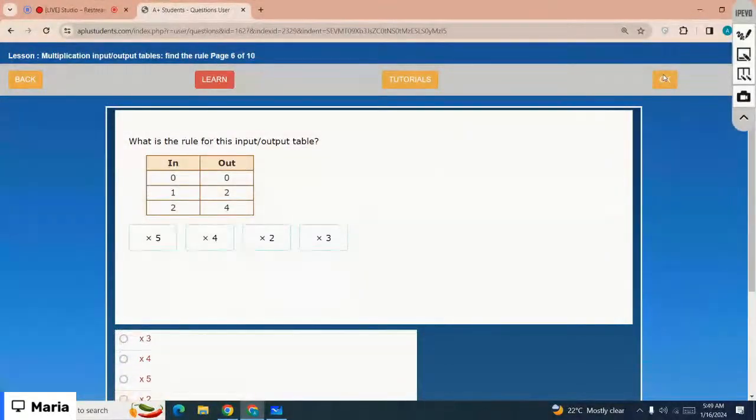Okay, the next one is what is the rule for this input output table, which is the correct option? The input values are 0, 1 and 2 and the output values are 0, 2 and 4. So which is the correct option? Very good. The rule for this table is 2. You have to multiply each input value by 2 to get the output value. Very good.